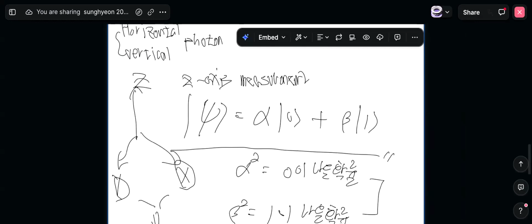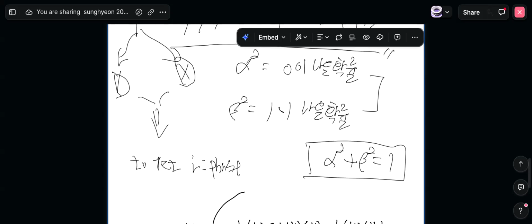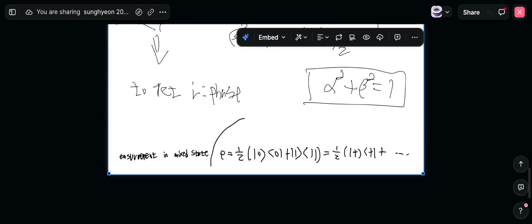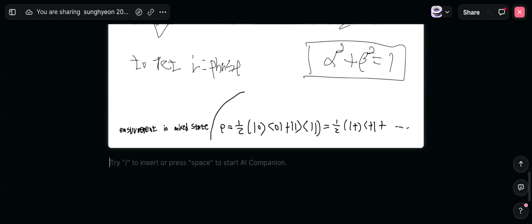Then for the g-axis, what it gives is alpha and beta, which means probability. For x and y, if you use both x and y, then you can get the I phase. And because it's probability, alpha square plus beta square equals 1. And for mixed state, it's a bit different. For mixed state, what you get will be the density matrix.